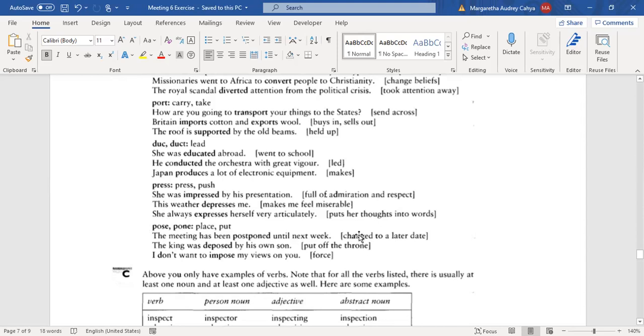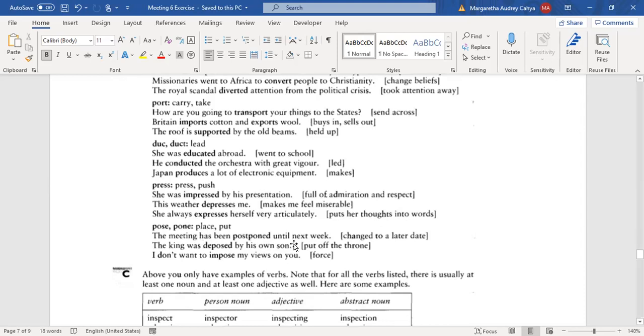Postpone until next week, change to a later date. Okay, this one makes a little bit of sense because it's placing the meeting, right? Like put the meeting until next week. Jadinya kan maksudnya itu kan diundur kan meetingnya itu menjadi next week. Jadi kan dipindahkan gitu kan, to put off, dipindahkan, to put off, not this week, next week.